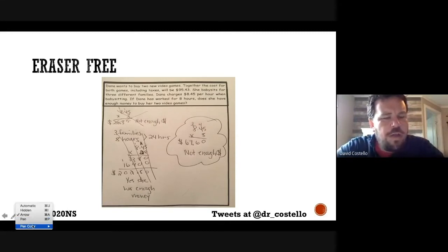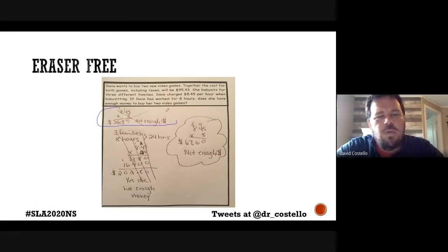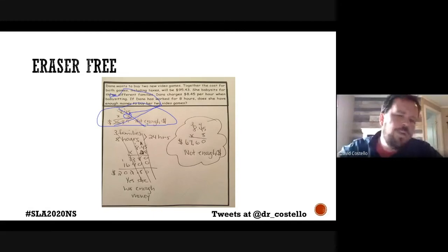So look at this work right here. At first, what Dana did was $8.45 multiplied by 3. And then she put not enough money, because she's comparing the $25.35 to $95.43. But what Dana did is she multiplied the hourly rate by the number of families, which is not the problem. So Dana said, no, doesn't make sense, after she reread the problem. So she went to the next step.